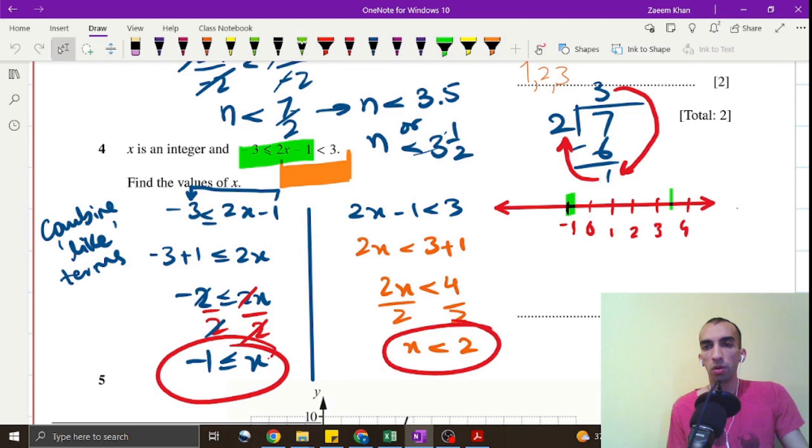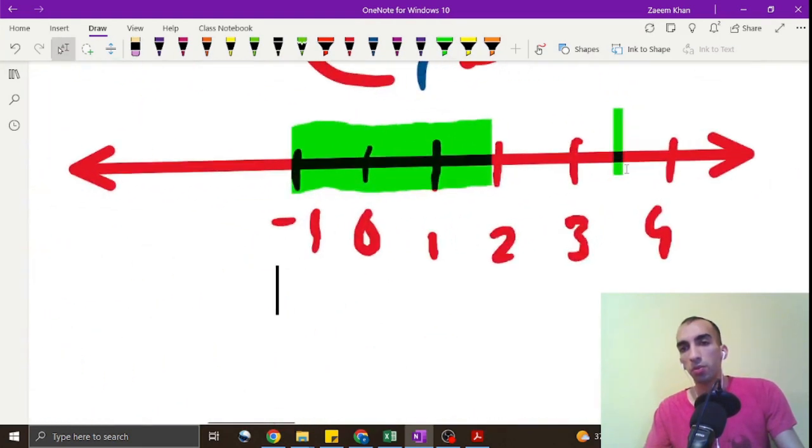So I am supposed to go all the way from negative 1 and stop just a little before 2. Why ain't I touching 2?